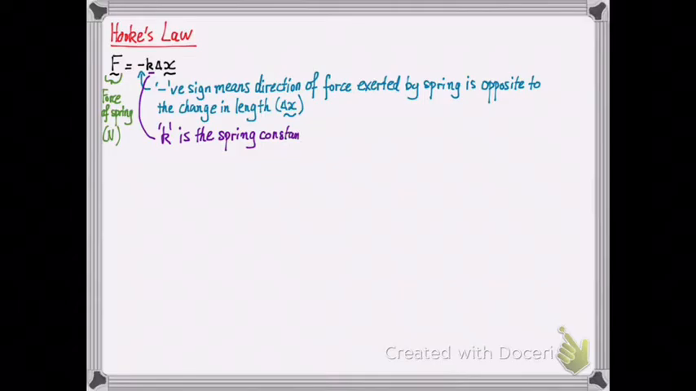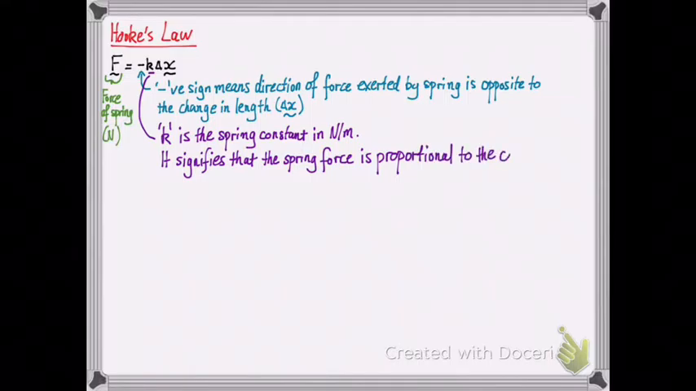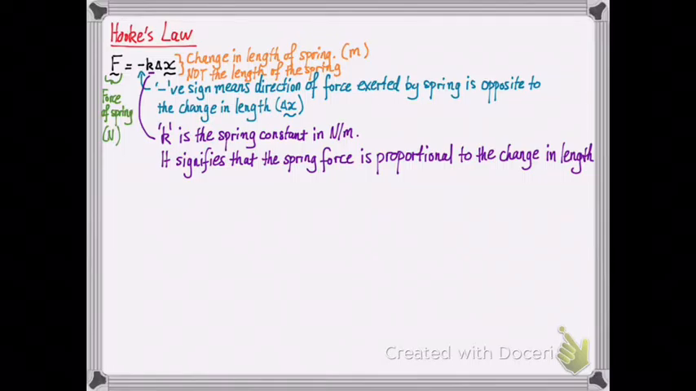Okay, next up we have k. So this is probably something we're not familiar with unless we've dealt with springs before. So k is the spring constant in newtons per meter, and it signifies that the spring force is proportional to the change in length. Lastly, we have the change in length, noted by delta x. So change in length is in meters, and make sure you actually sub in the change in length when using this formula, and not the length of the spring itself. So careful not to confuse it with that.